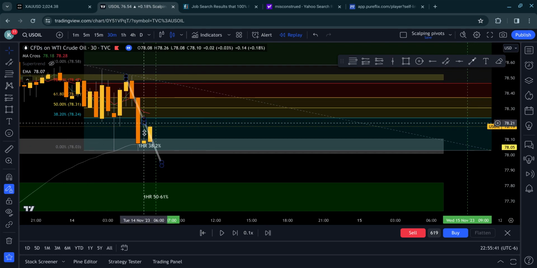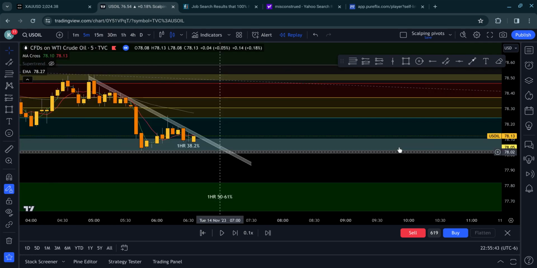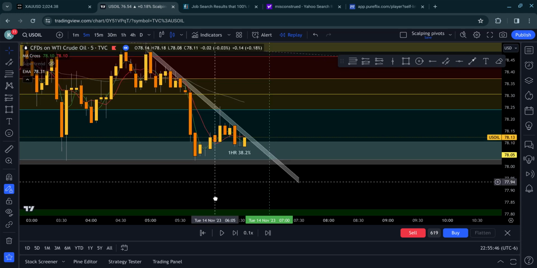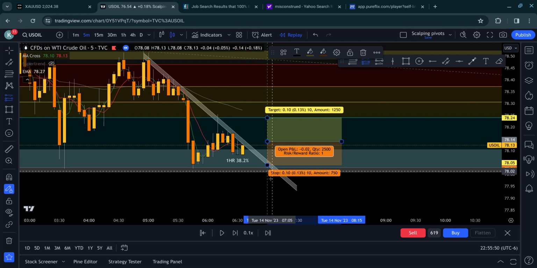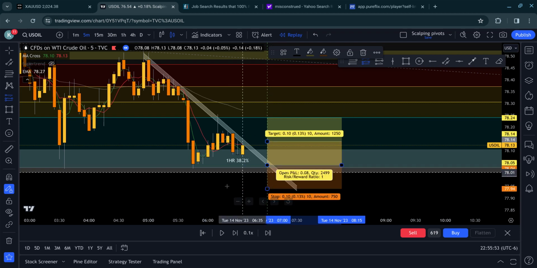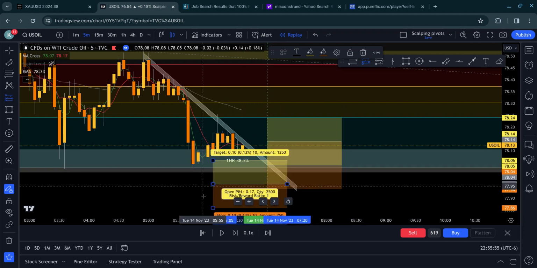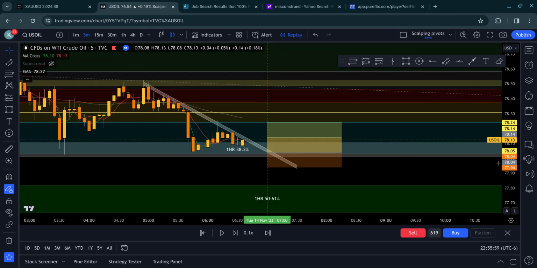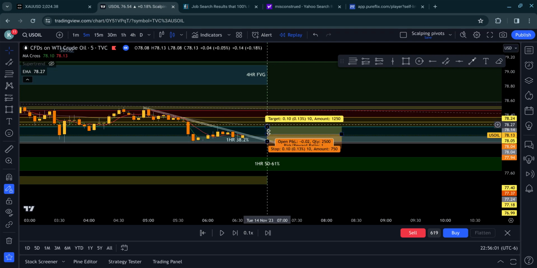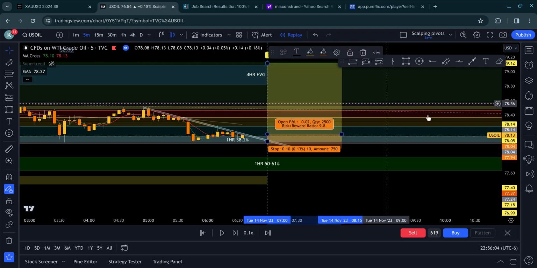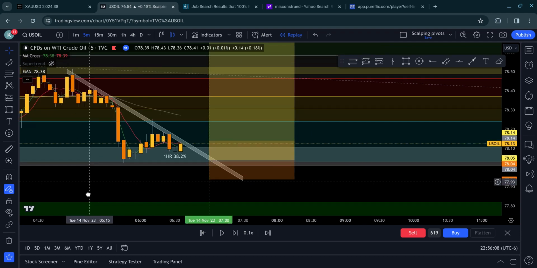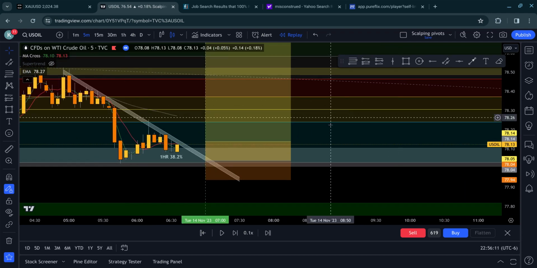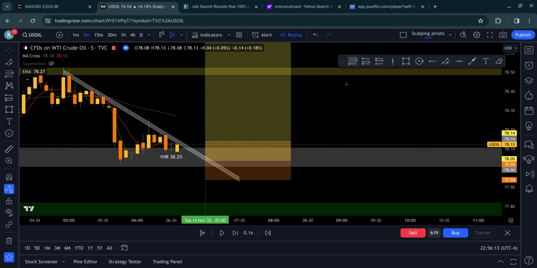And I'm going to come in here and say, on my 5-minute, I'll probably go aggressive and go right at the break. Set my stop loss right there, and then look at where I'm setting my take profit. I'm setting my take profit up here. Look at that, a 9-to-1, or if you're okay with that, that's where you set it. That's your risk to reward.